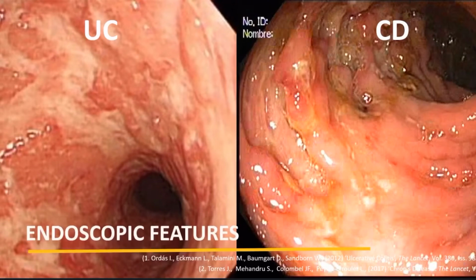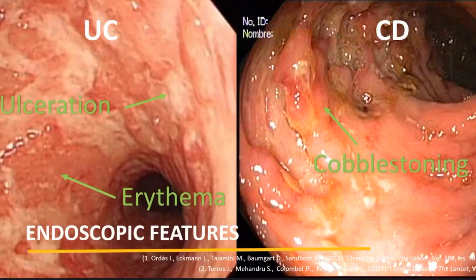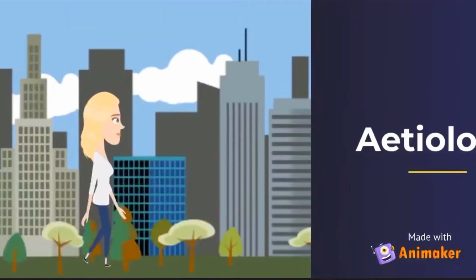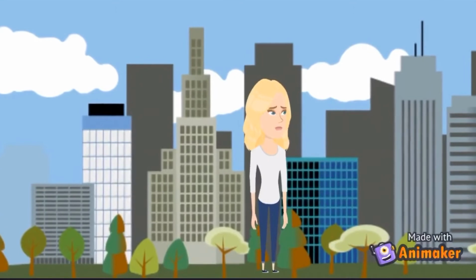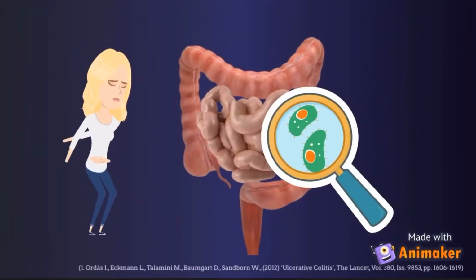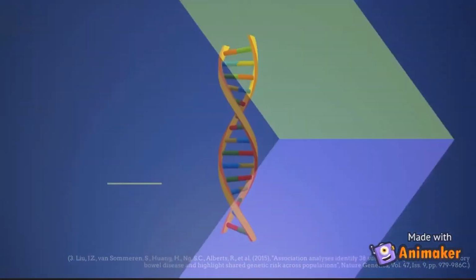Endoscopically, UC is characterised by ulceration and erythema, while Crohn's disease is distinguishable by the thickening and cobblestone appearance of the mucosa. The underlying etiology of ulcerative colitis is yet to be elucidated. However, evidence supports the production of an aberrant immune response against undiscovered environmental factors such as luminal and microbial antigens in individuals with a genetic predisposition.